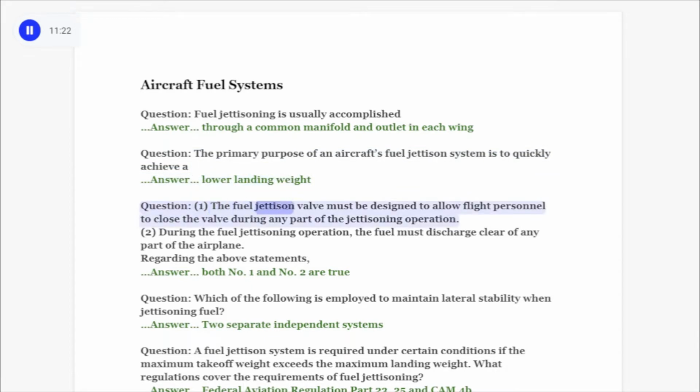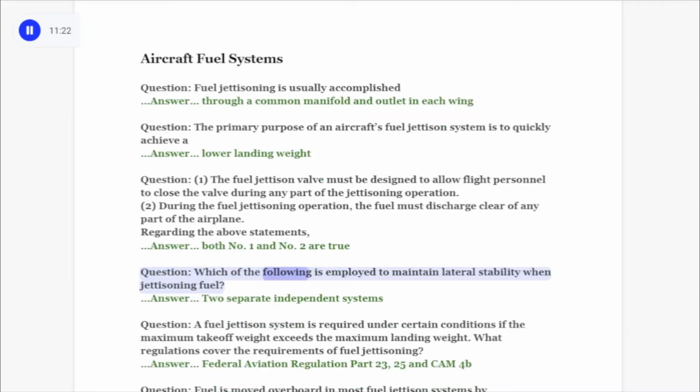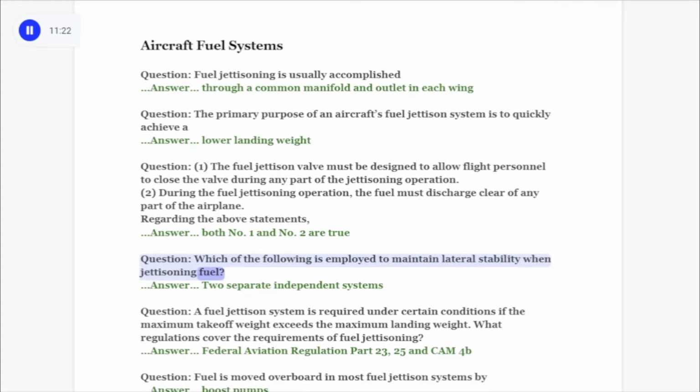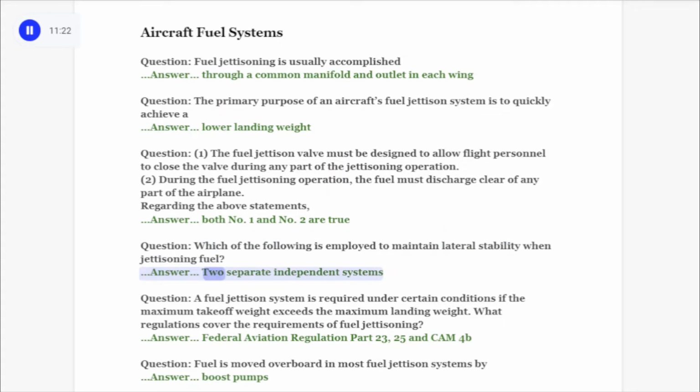Question: 1. The fuel jettison valve must be designed to allow flight personnel to close the valve during any part of the jettisoning operation. 2. During the fuel jettisoning operation, the fuel must discharge clear of any part of the airplane. Regarding the above statements. Answer: both number 1 and number 2 are true. Question: which of the following is employed to maintain lateral stability when jettisoning fuel? Answer: two separate independent systems.